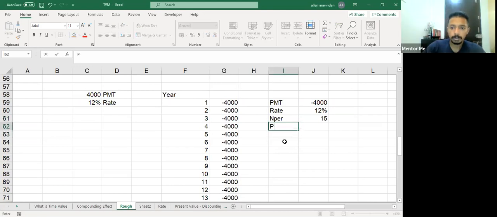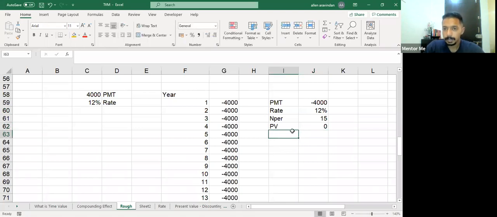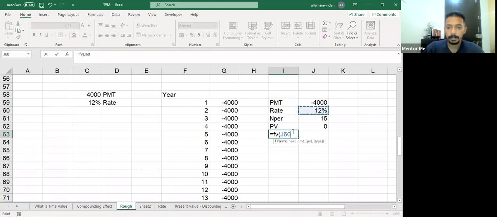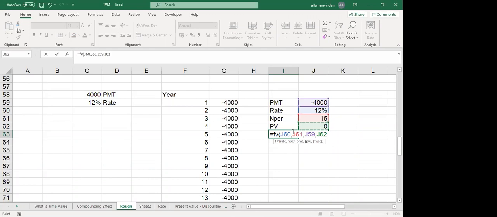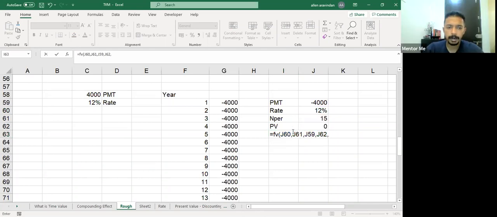So we've got all the data points. So it's pretty obvious what could be found out. We can find out the FV. So rate is 12, N per is 15, PMT is 4,000, PV is 0. And if the question does not say anything about beginning or ending, we'll assume it as 0.